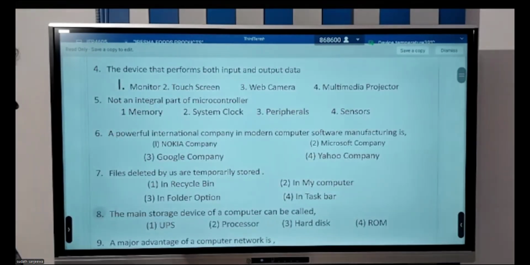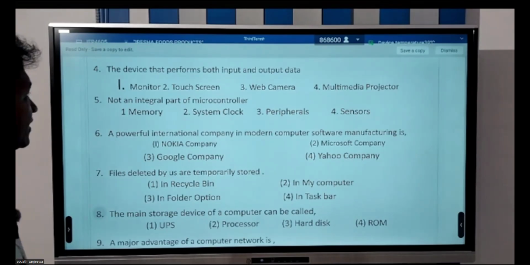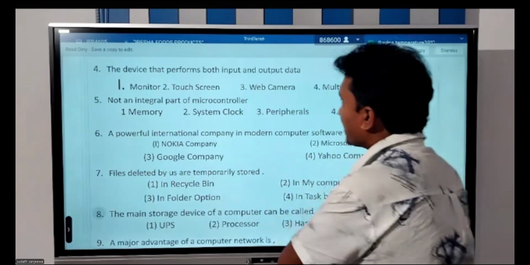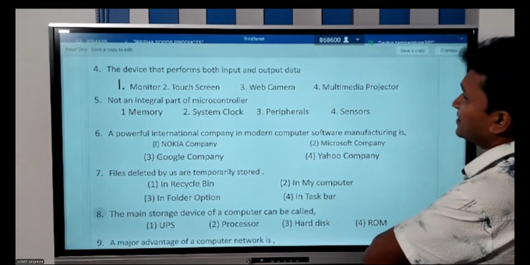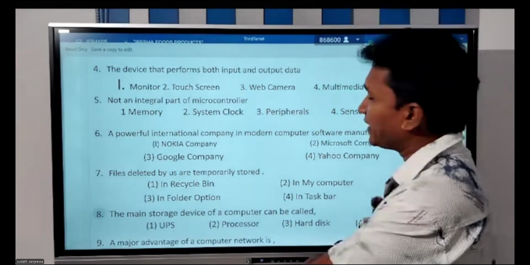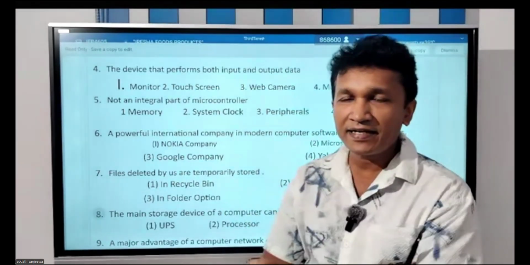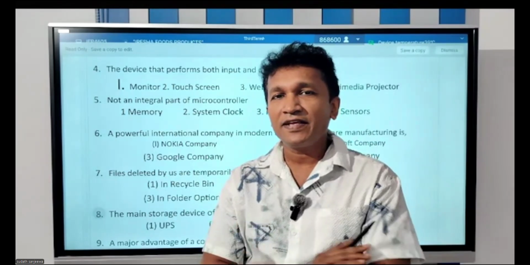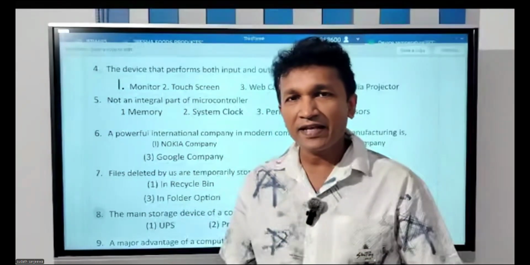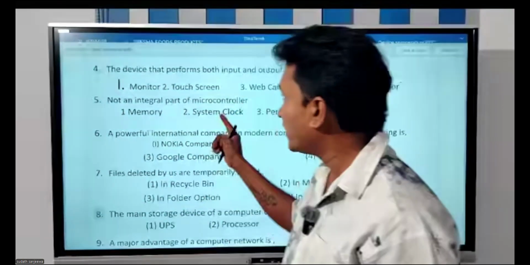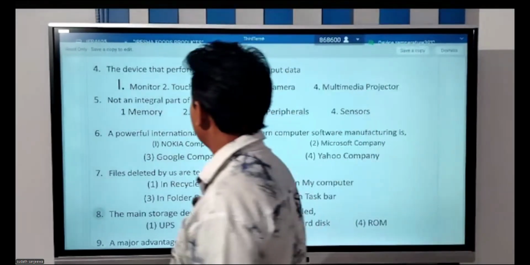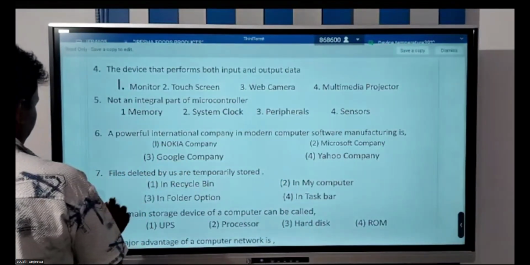The device that performs both input and output data: monitor, touch screen. Yes, touch screen. So we can both input data and output data. From the touch screen, we can touch and give the inputs, and on the same screen we can see the output. Therefore, with a touch screen we perform both input and output. Answer is touch screen.